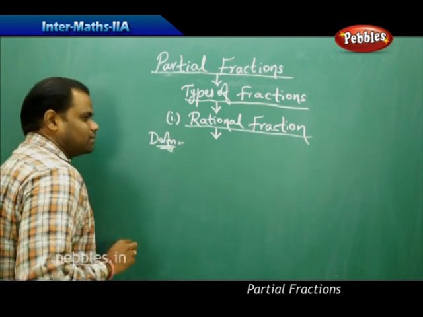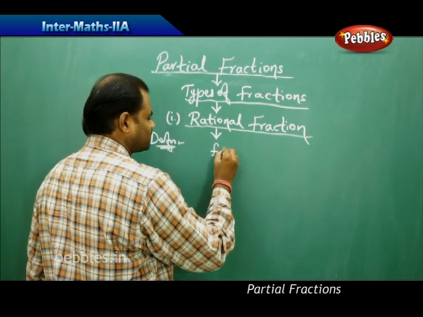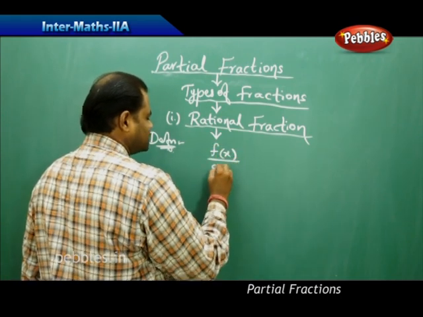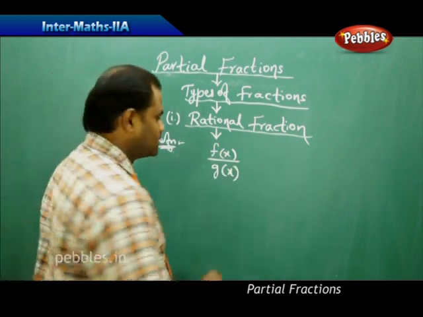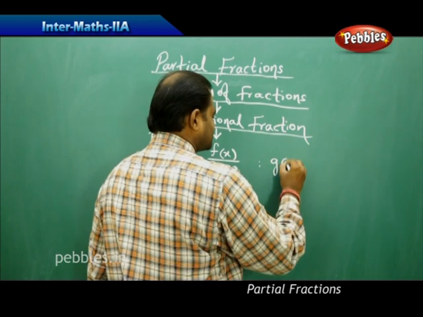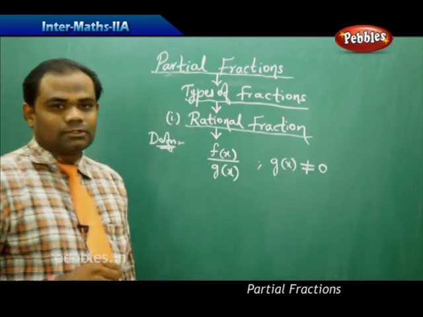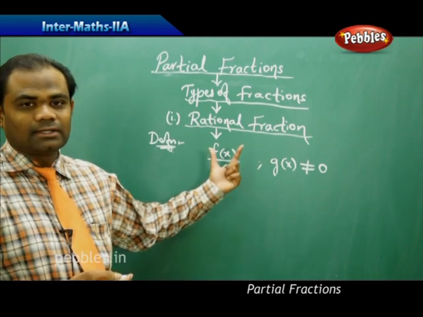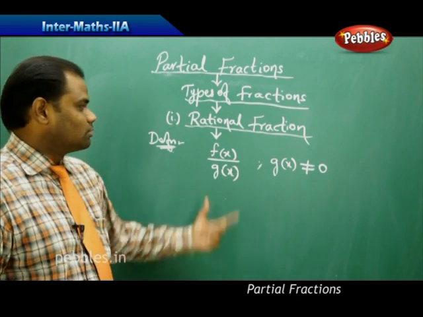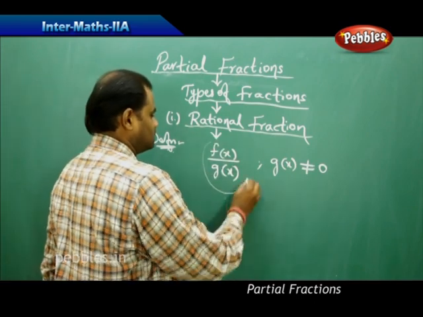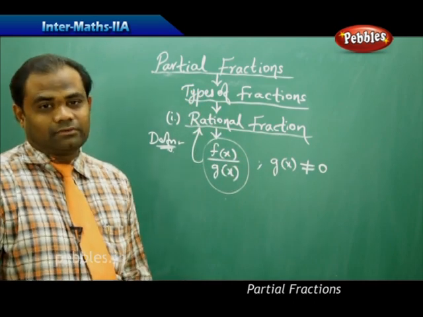A rational fraction is a fraction which can be expressed in the form f of x by g of x, where f of x and g of x are polynomials such that g of x is a non-zero polynomial. This kind of fraction, where the numerator and denominator are polynomials, is called a rational fraction. This is how we define the rational fraction.